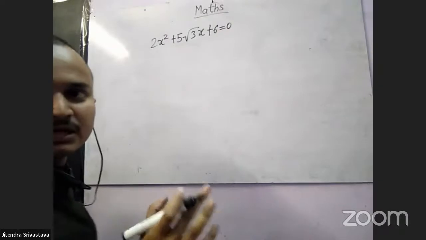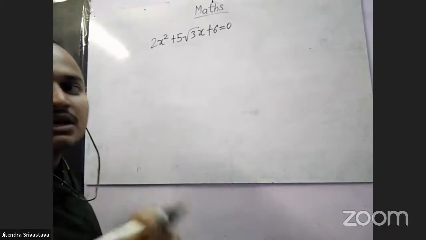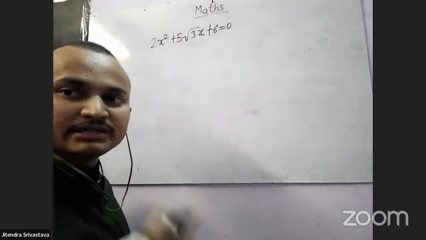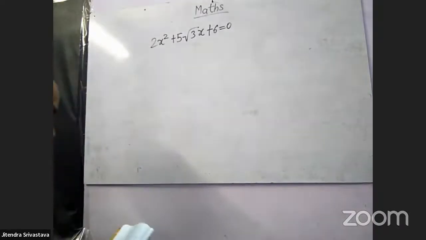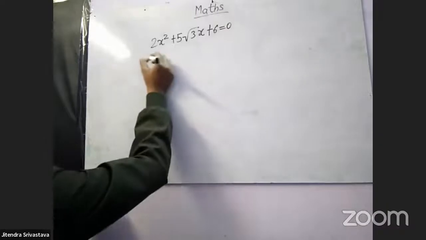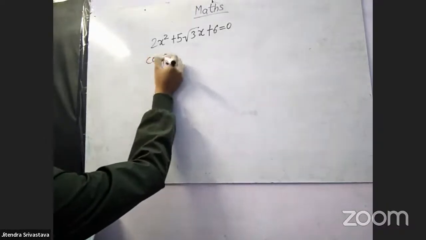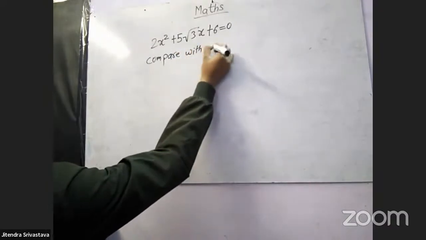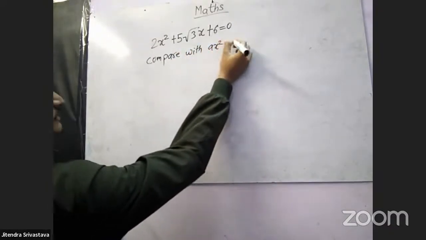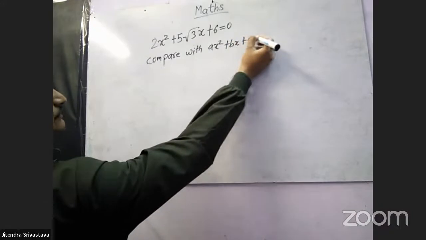It is the same like the previous one. We have to show it has real roots and we have to find the root. So how will we show? We have to compare it with ax square plus bx plus c equals to 0.